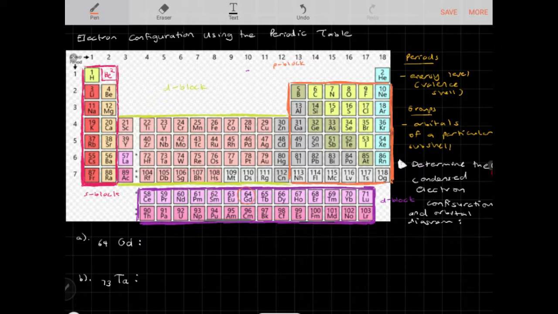Okay, so it's in the lanthanide element block, right? So this is going to be in the 6th energy level, the 6th valence shell. So if we're looking at the 6th valence shell, then we need to look at the previous noble gas. So the previous noble gas would be xenon, right? So we look at the 5th energy level noble gas. So I'm going to write down xenon here, and I'm going to write down the electron configuration first.